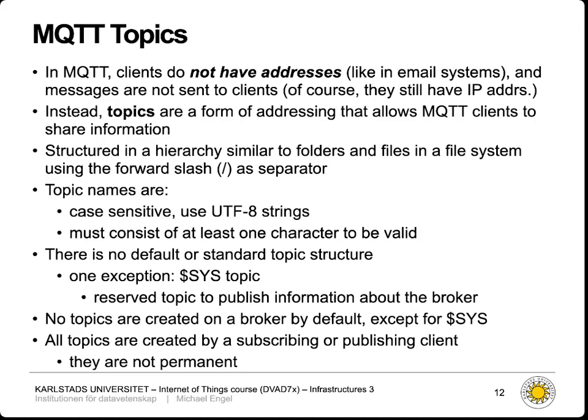Now, the interesting thing about MQTT is that the topic structure is not defined. The only thing that's defined is the topics are UTF-8 strings of at least one character length, and they're separated by a slash. There is no default, with one exception. There's a so-called $SYS topic. So this is a specific topic which is reserved for the broker, so the broker can publish information about itself, about its status, about things like number of connected clients, and so on. So the broker is not responsible for creating topics except for $SYS, but the publishers just announce to the broker, now this is a topic I'd like to publish information about.